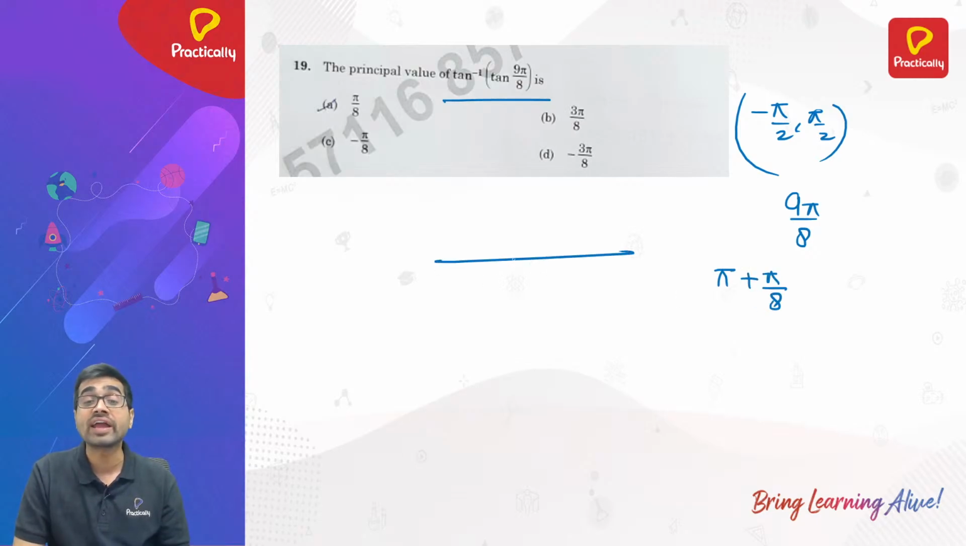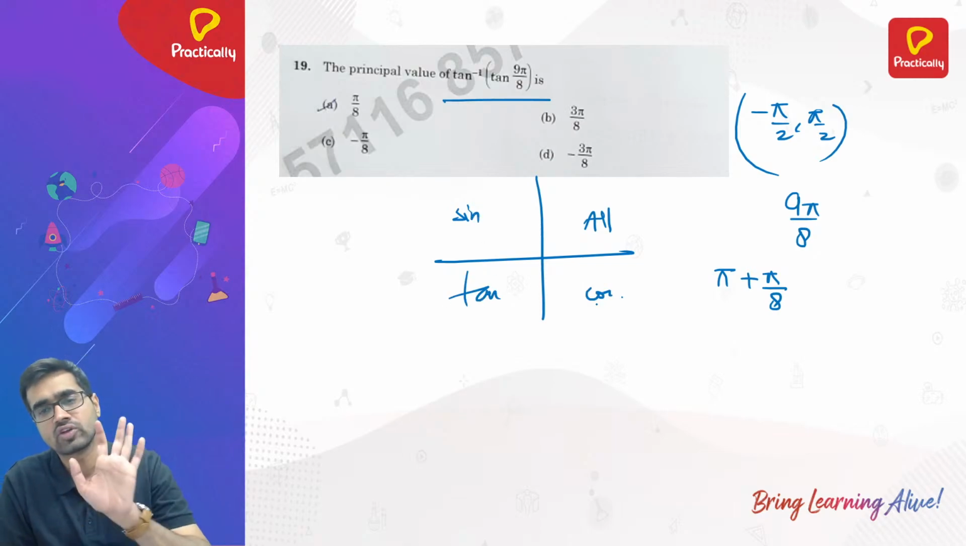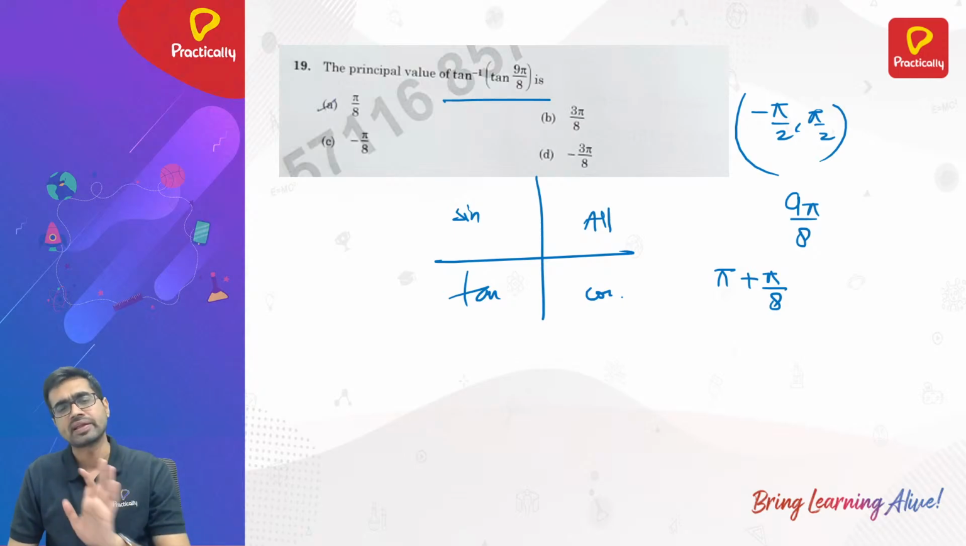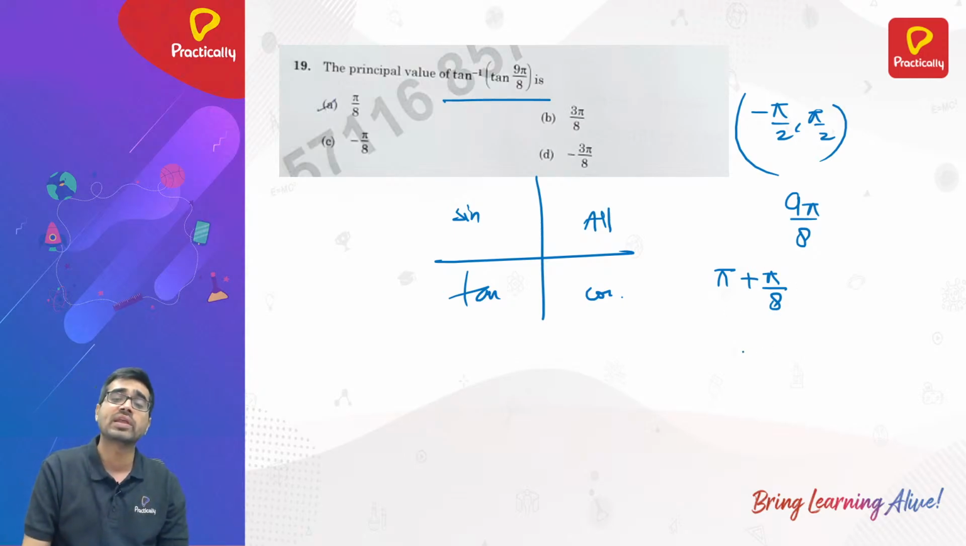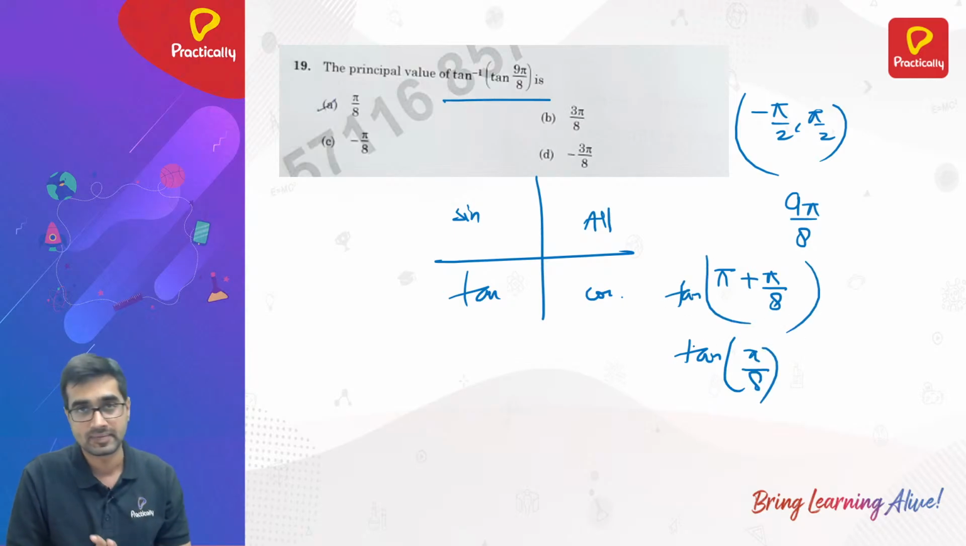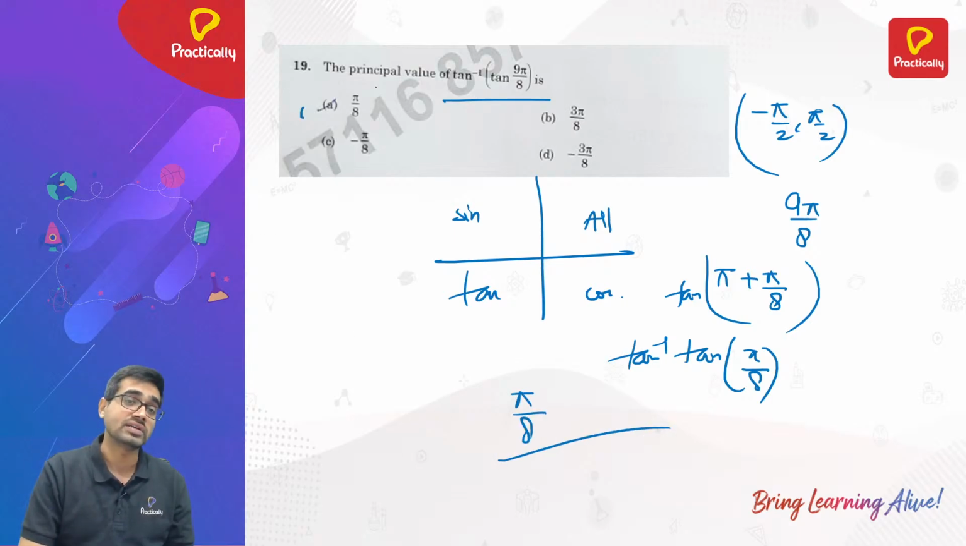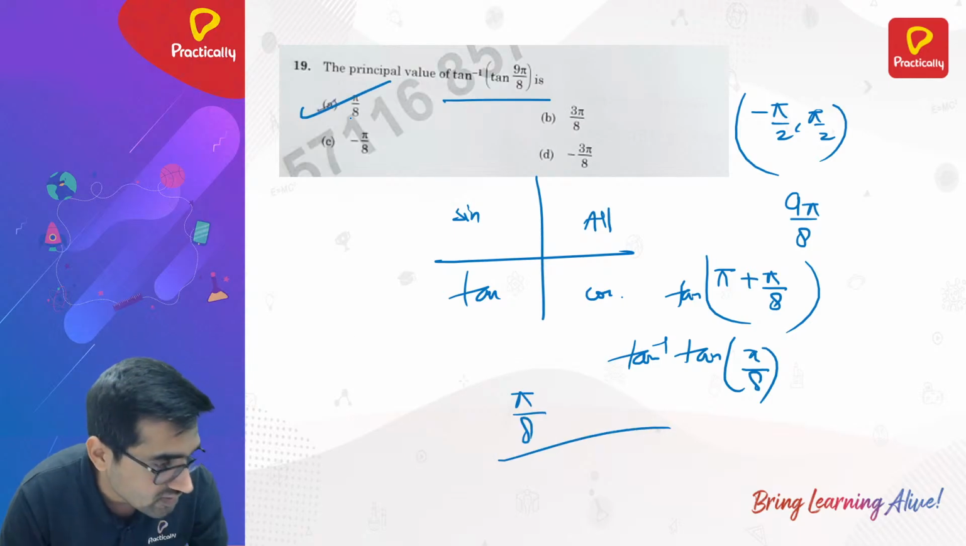No problem. Why no problem? Because of all sine tan cos, tan is positive in the third quadrant. Pi plus pi by 8, which is 9 pi by 8, is no problem for us. We can replace this by only tan pi by 8. Tan of pi plus theta is tan theta, where theta is obviously the acute angle. So tan of pi by 8. Now tan inverse tan pi by 8 is nothing but pi by 8. What an easy question it was.